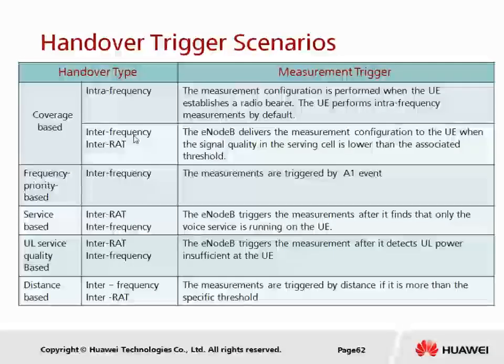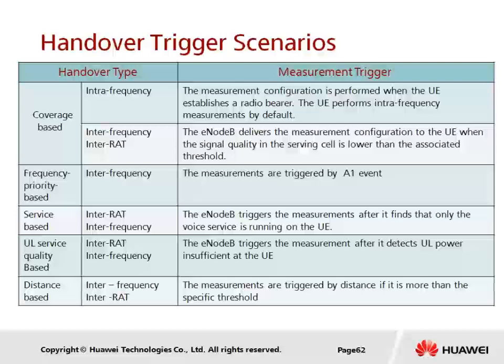In contrast, if the user has to measure inter-frequency and inter-RAT neighbors, then the eNodeB has to deliver the relevant measurement configuration to the user with a criterion, where the criterion is that the signal quality of the serving cell is lower than the associated threshold. That is the triggering point for inter-frequency or inter-RAT measurement for coverage-based handover.